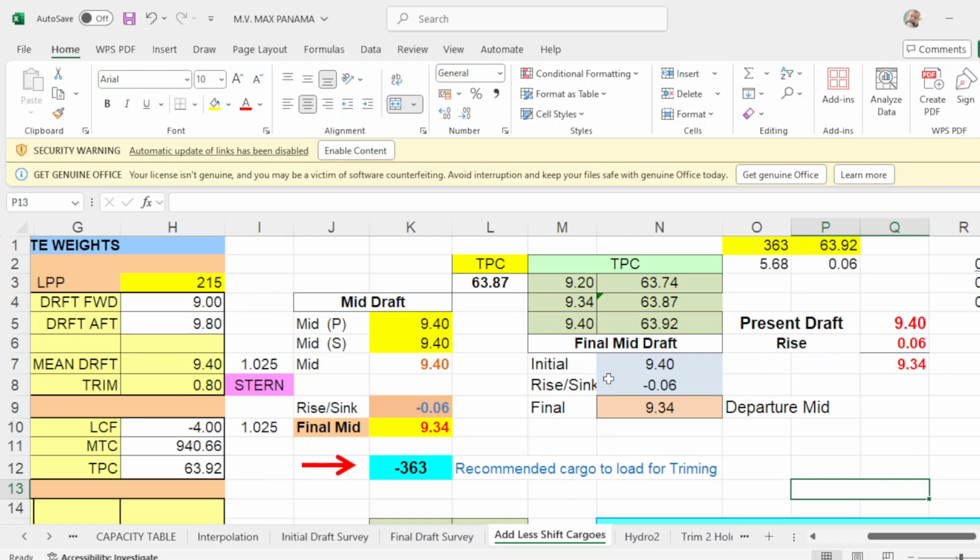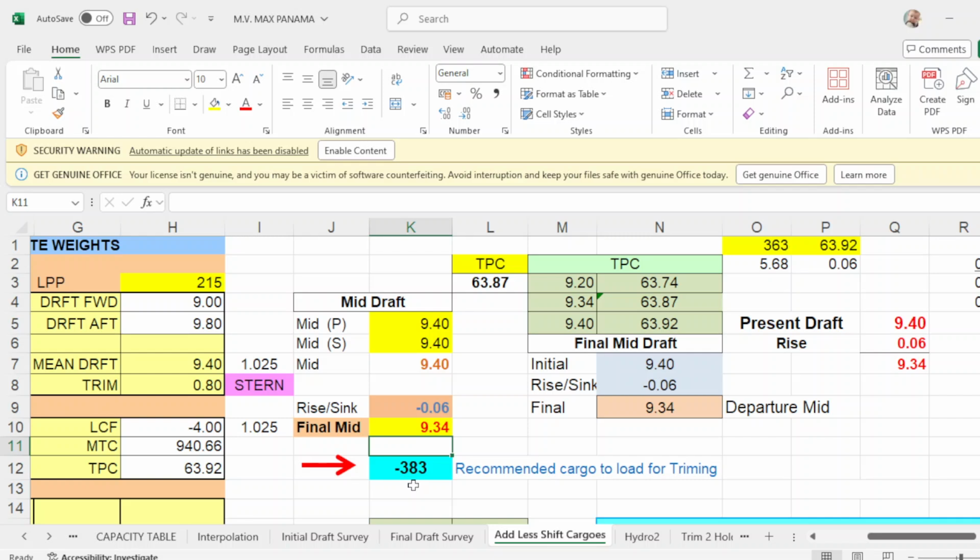and your weight in meters is 0.06, is this one, and since you're going to take out weight in after peak, you deduct this one, minus, it will be 9.34. So 9.34, you put it here as your final mean, for example 9.34. Then you will get your weight of 383.